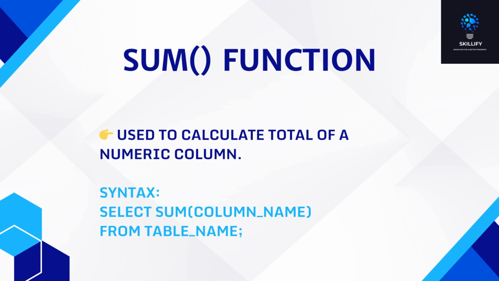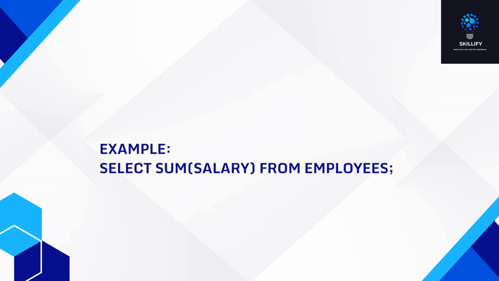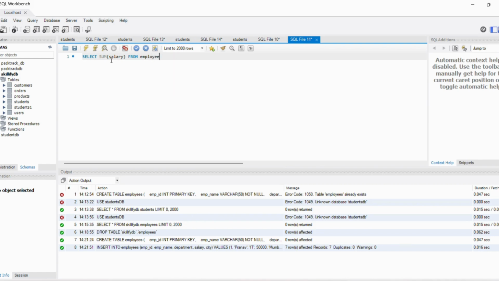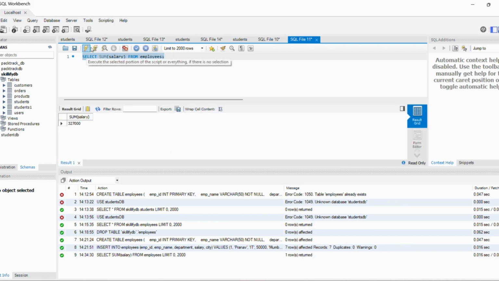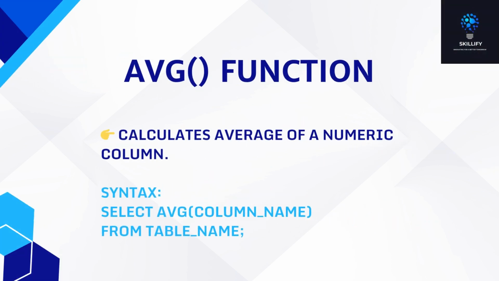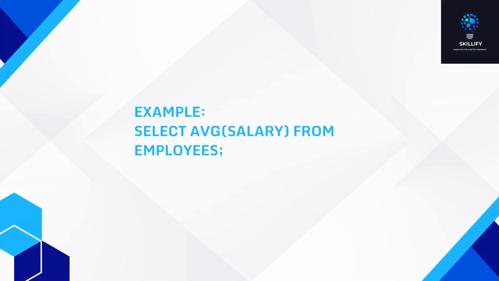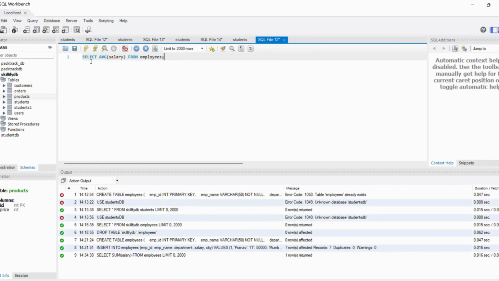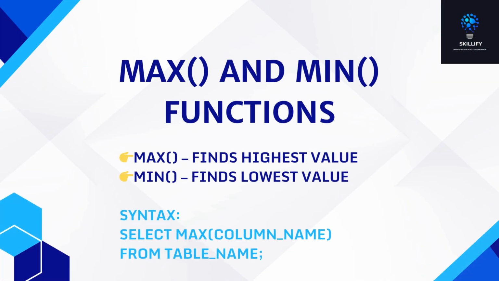Let's start with some aggregate functions. Total salary of all employees: SELECT SUM(salary) FROM EmployeeSalaries. This shows the total salary paid to all employees. Average salary: SELECT AVG(salary). Average salary calculated.